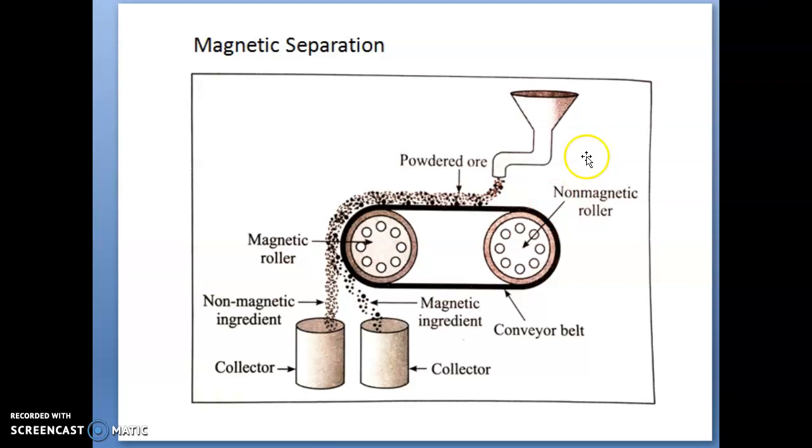Then the powdered ore is dropped onto the belt. At the end, what will happen? The magnetic particles are attracted by the magnetic roller and collected near the roller, and the non-magnetic ingredient, that means the gangue particles, will be collected in the other part. This is the magnetic separator.